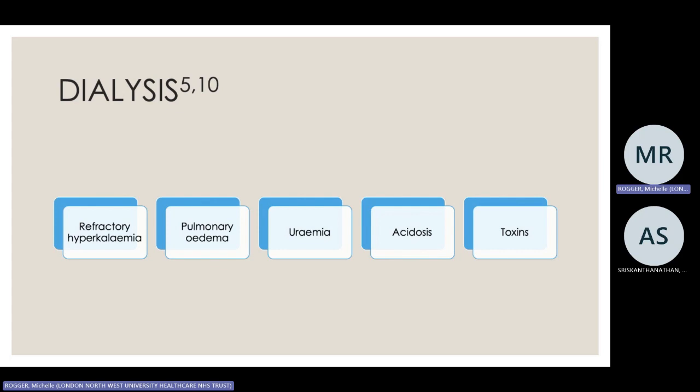If someone's got pulmonary edema that is refractory to medical management, so offloading doesn't help, and they stay on oxygen, they've got respiratory failure, you'd consider dialysis to get off that excess fluid. If someone's got complications of uremia, like encephalopathy, you'd consider dialysis. Severe acidosis, where you would try to correct the electrolytes and correct the pH. And if there are any toxins that you might be able to take out using dialysis, that might be considered. So that's in very severe cases.